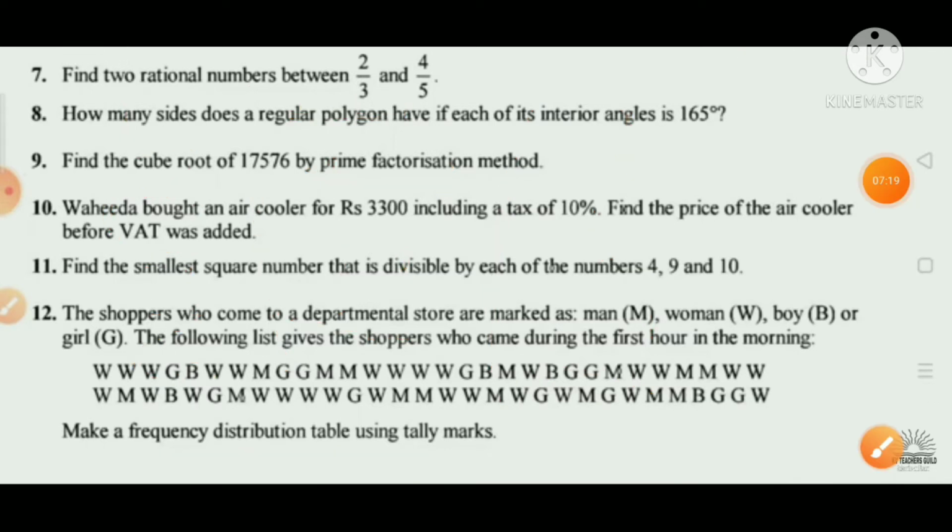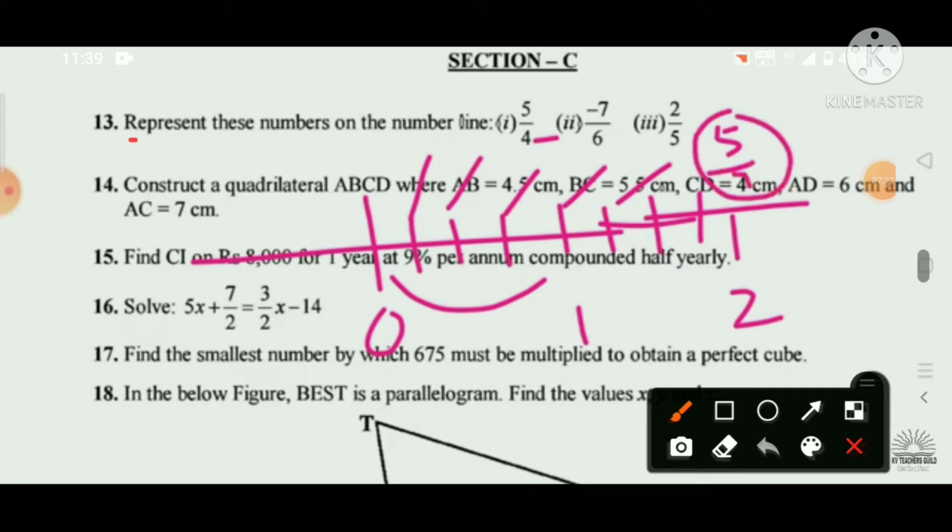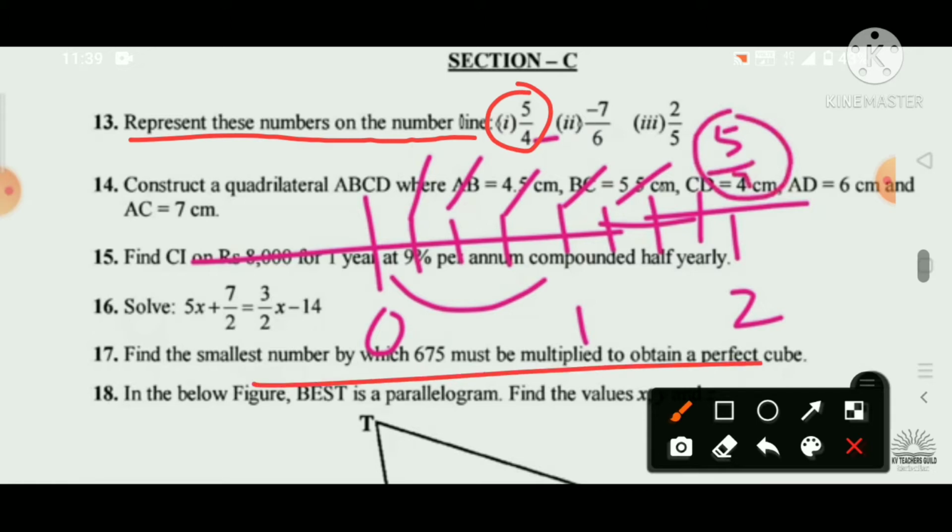So the next question is to represent these numbers on the number line. The first one, I will say, the remaining you can do, is 5 by 4. So write the numbers like this: 0, 1, 2. Then divide each into quarters: 1 by 4, 2 by 4, 3 by 4, 4 by 4 here. Then 4 by 4 becomes 1. Then the next number, 5 by 4, comes here. You can find this number 5 by 4. Let us move to the next question.